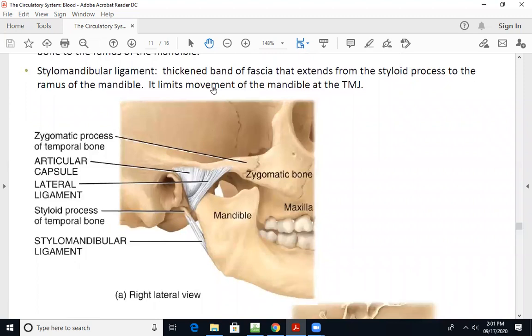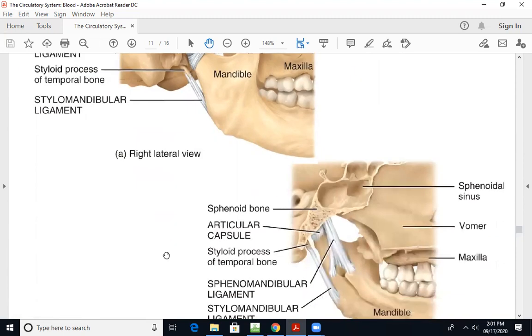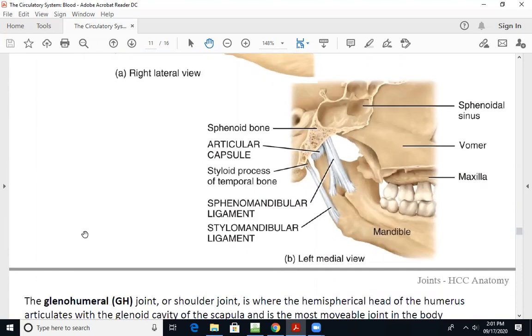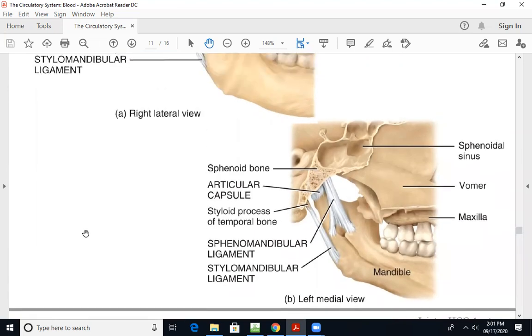The stylomandibular ligament is a thickened band of fascia. It's again from the styloid process to the ramus of the mandible, and it limits movement at the TMJ. We can see it down here as well. We can only see the sphenomandibular ligament here in our medial view, which you'll want to know as well.